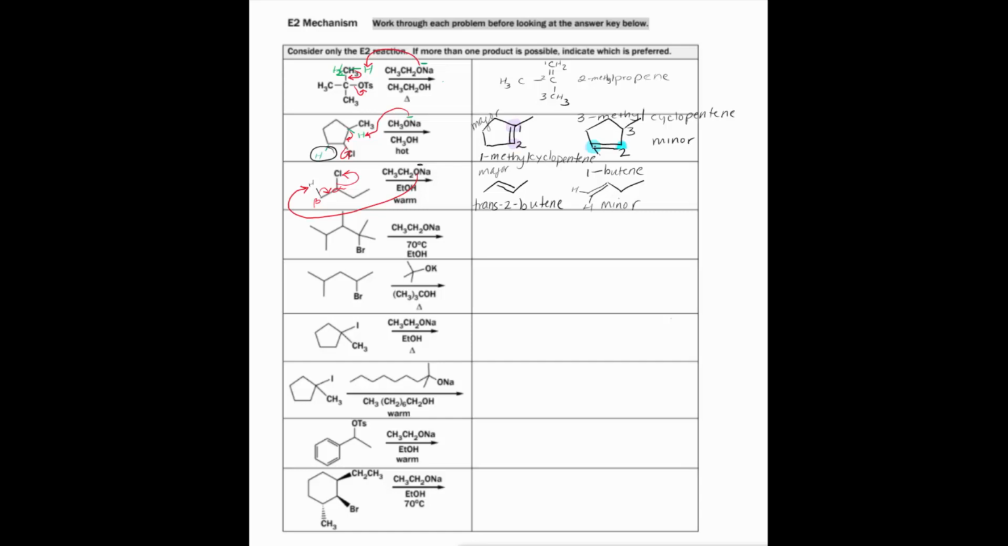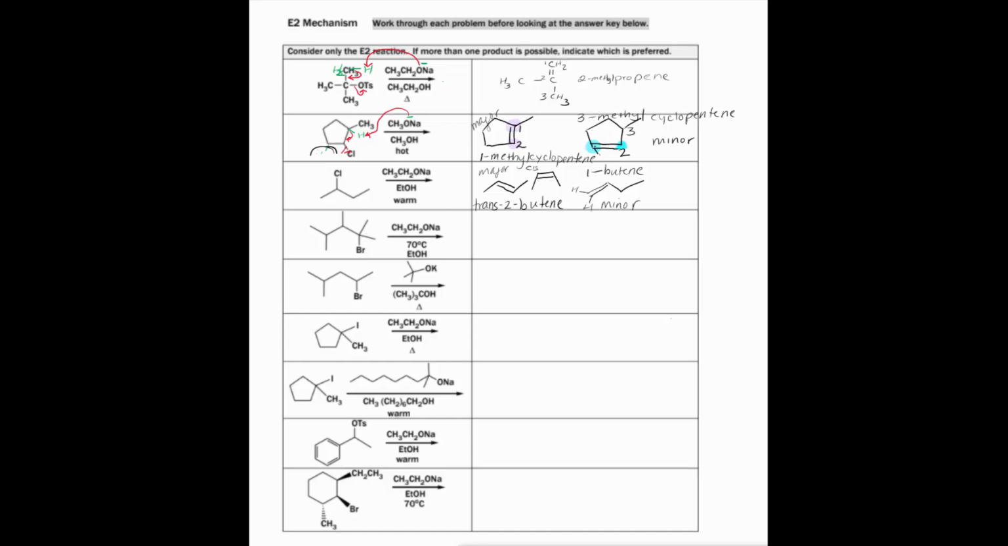But we can also form one more product because we don't know this stereochemistry. We don't know if this beta hydrogen is here or here. We just don't know. So not only can we form the trans 2-butene, but we can form the cis 2-butene. Cis meaning that both of the carbon groups are on the same side of the double bond.